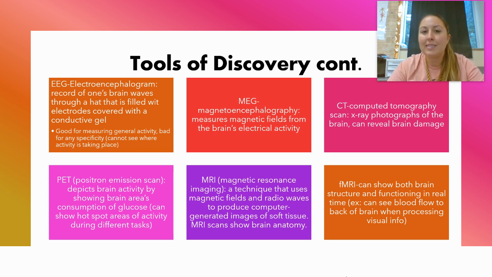These are often used in sleep studies to look at the different types of brain activity at different stages of sleep. Then we have the MEG. This basically does the same thing, except instead of using electricity to measure it, it uses magnets. CT scans are basically X-ray photographs of the brain, and these are good to help reveal brain damage.